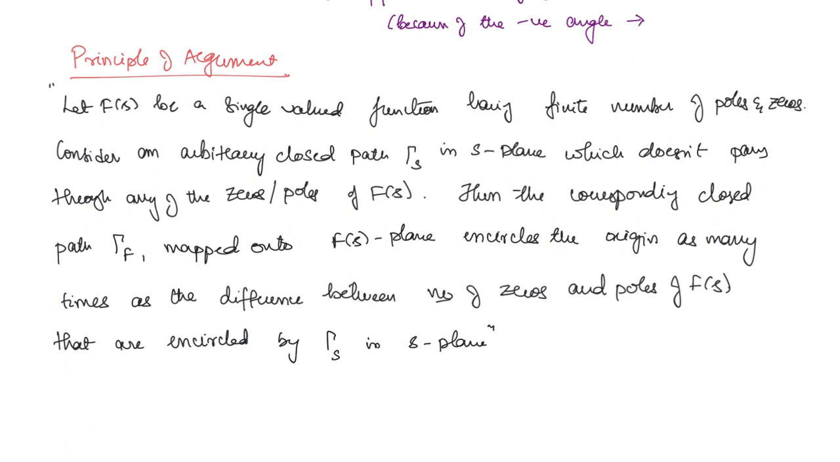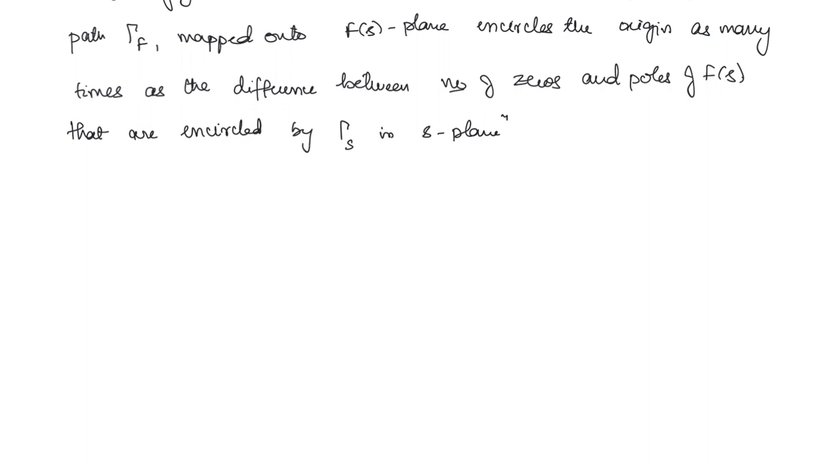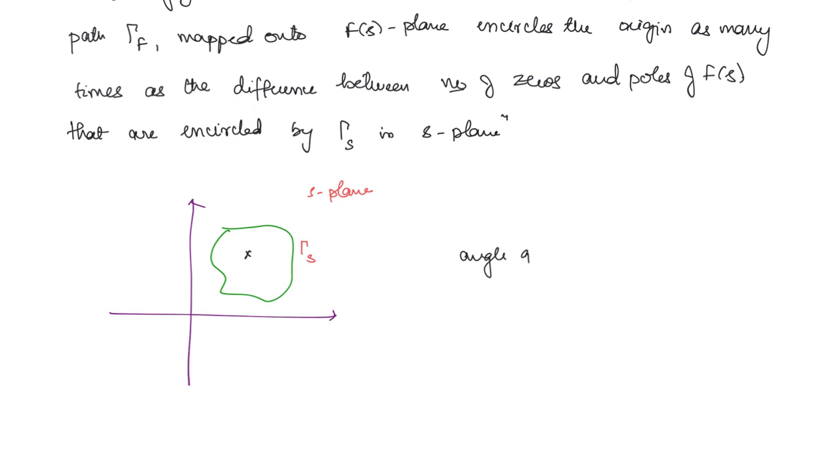Okay, so what does this difference between the number of zeros and poles mean? So you can once again just draw the gamma s path. Let us say this is gamma s in the s plane. Okay, now if there is one pole, let us say, then what will be the angle generated by the origin? The angle generated by the origin in the f of s plane will be minus 2 pi.